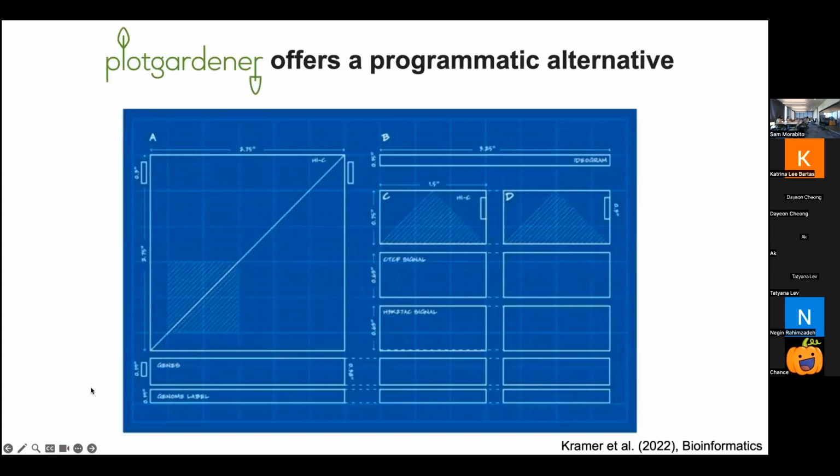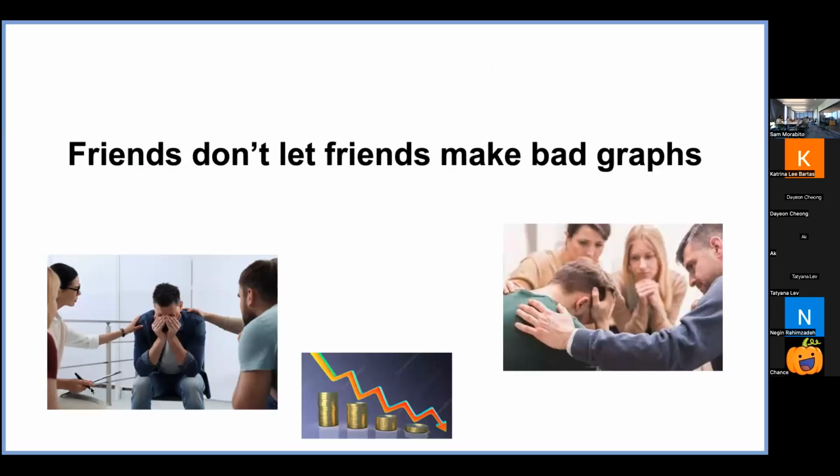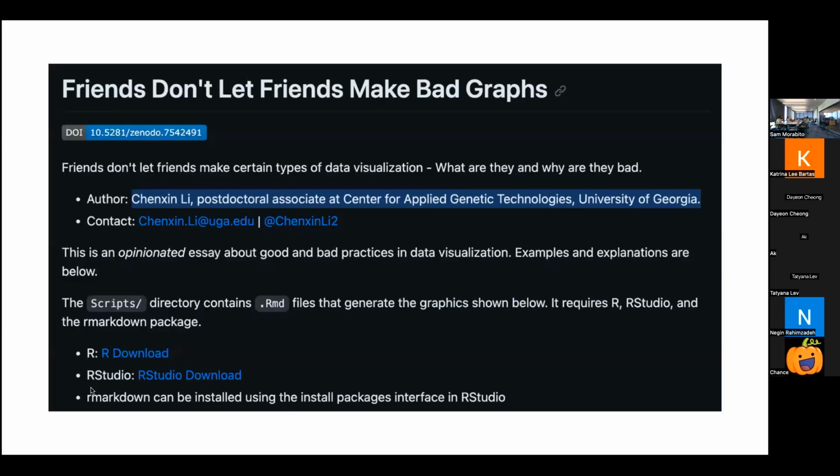Okay, where were we? Now I want to talk about common pitfalls, and this is mostly taken from a GitHub with this title: "Friends don't let friends make bad graphs." This guy, who's a postdoc, I think he does plant bioinformatics, which is pretty cool. He has this repository, which is his opinion, and I took a few of his examples that I think were good, but if you're interested, you can go check out this GitHub as well.